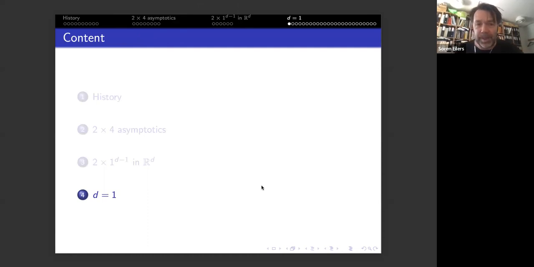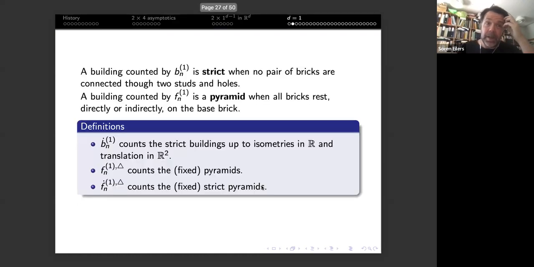But let me end by going back to just 2D. So I'm working in 2 dimensions, and now I'm just counting buildings that are flat. They live in one layer. You should think of them, I mean, I can actually do them with my 2x4s, right? I'm just putting everything either like this or like this or like that. But then you can look at them from the end and see what goes on.